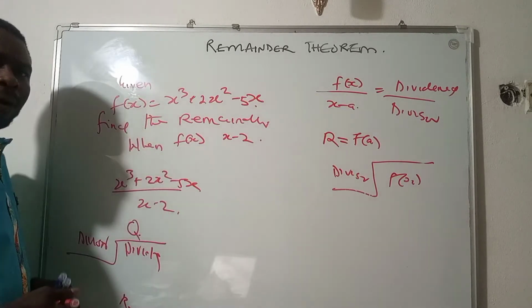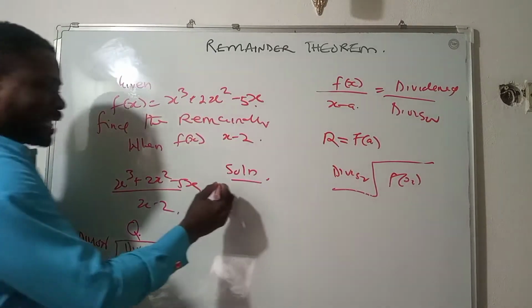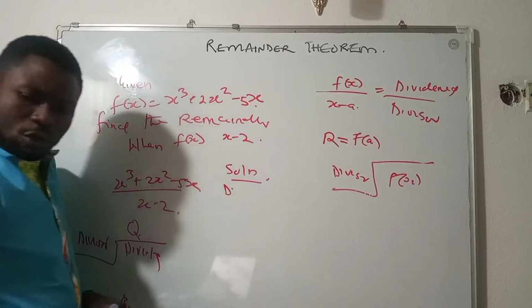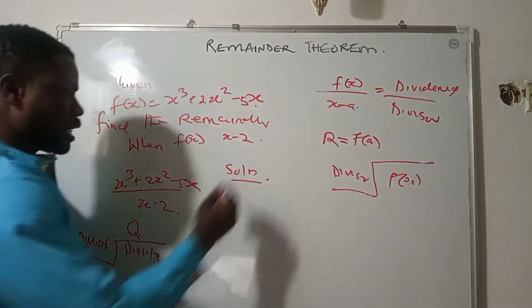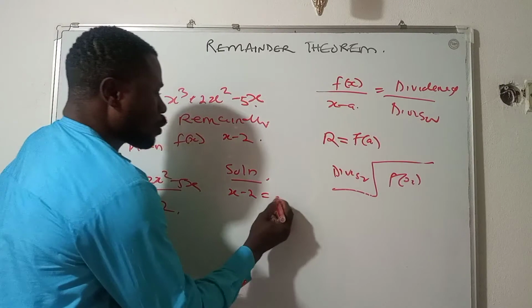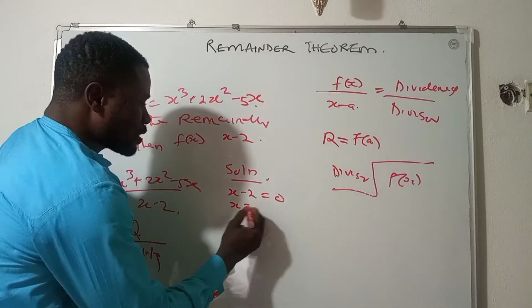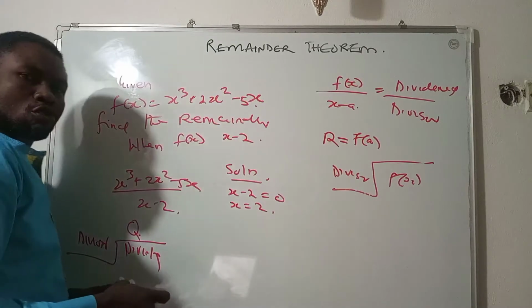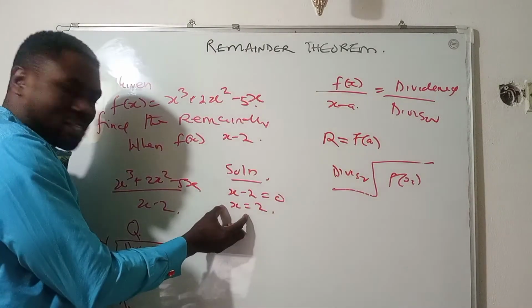And how do I go about it here? I will now say solution. I said equate your divisor to 0. Let my divisor be equal to 0. Therefore, x minus 2 will be equal to 0. I will make x the subject of the formula. This becomes x equal to 2, where minus 2 crosses the equality sign to the other side of the equation. You know that will become x equal to 2.